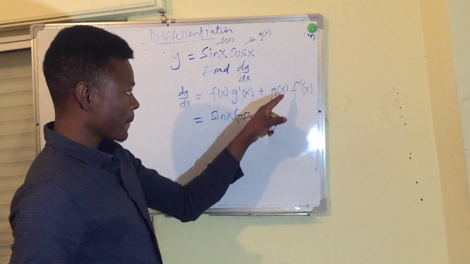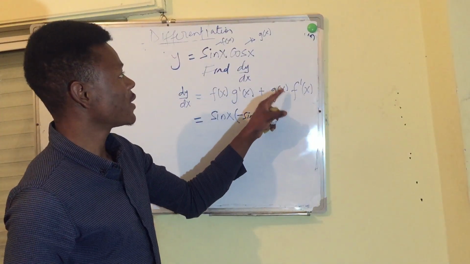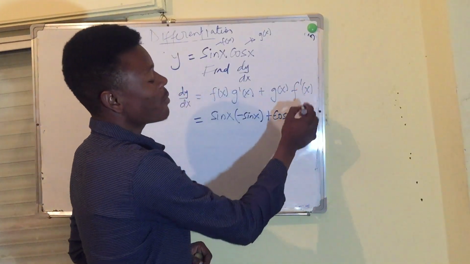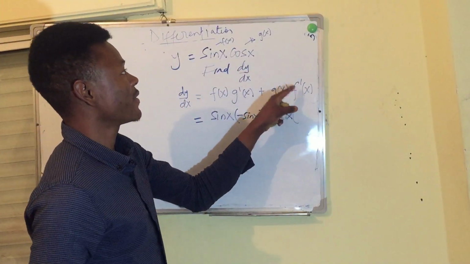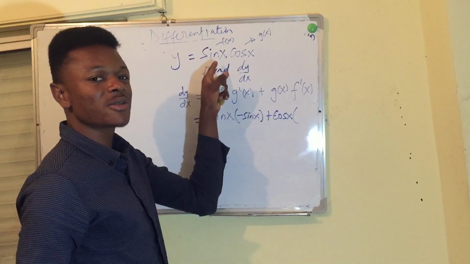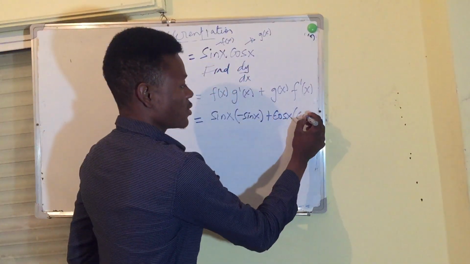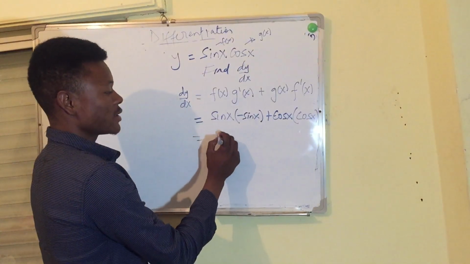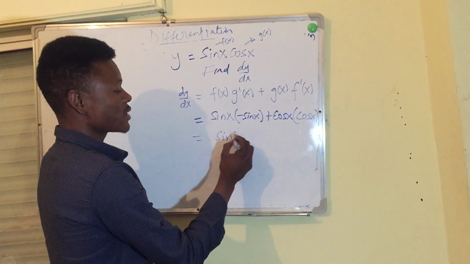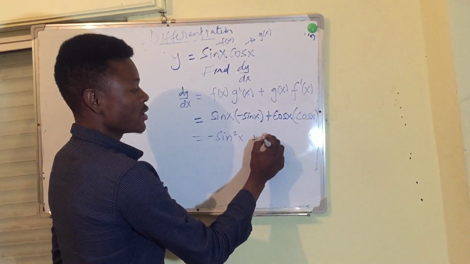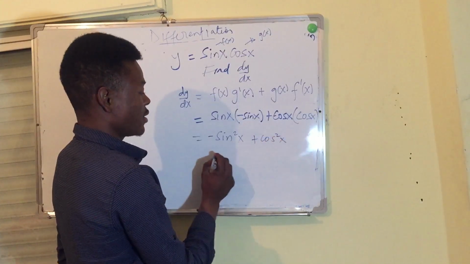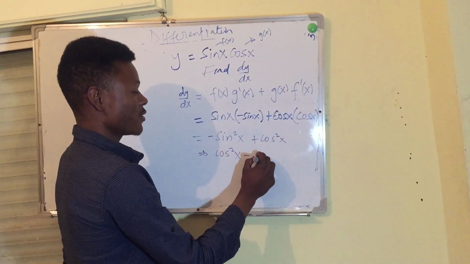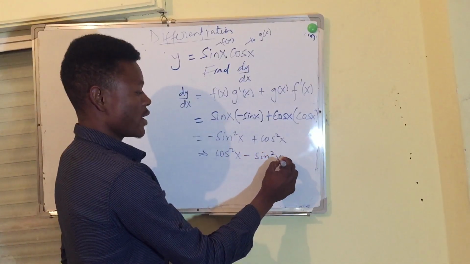Then plus g of x, cos x, times f prime of x. That means the derivative of f of x. F of x is sine x, the derivative is cos x. So this is simply negative sine square x plus cos square x. So we get another way, cos square x negative sine square x.